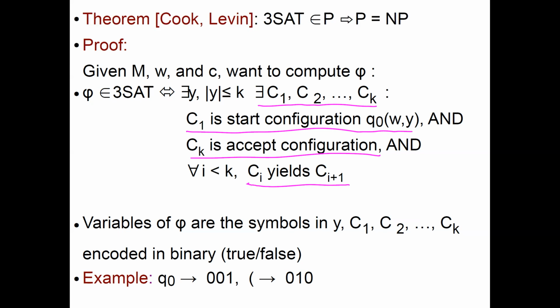The variables of phi are the symbols in y. Okay? And C1, C2, up to Ck will be encoded in binary, or true/false. So for example, we can encode a state with the bits 001, an open bracket with the bits 010, and so on.